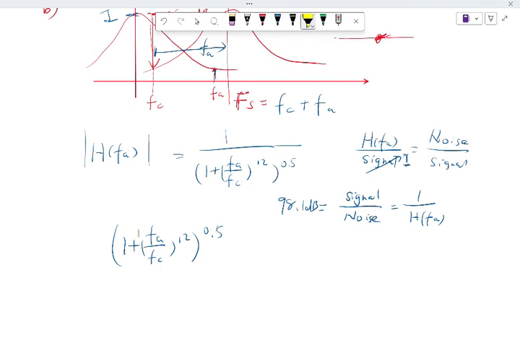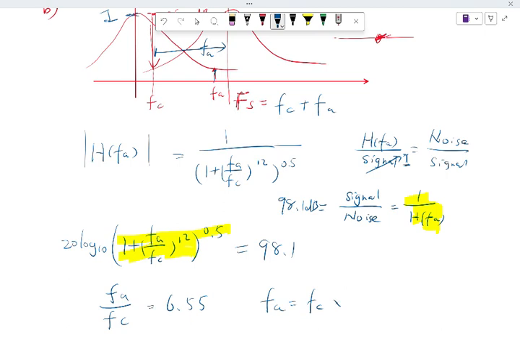So this part is equal to this part. What we need to do is take 20 log base 10 to make it dB, so both sides are dB now. If we solve this equation, we find Fa over Fc equals 6.55. So Fa equals Fc multiplied by 6.55, and Fs equals 7.55 Fc, because Fs equals Fc plus Fa.